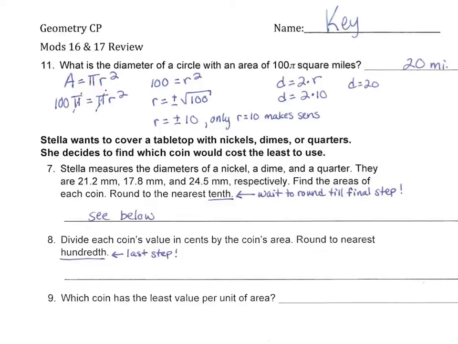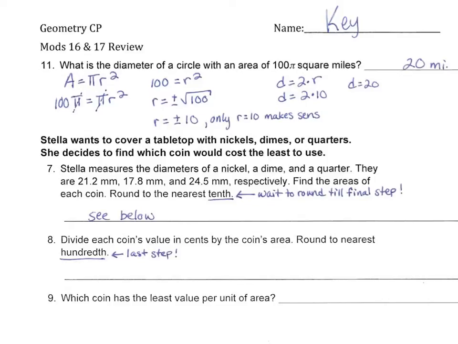My pi's on either side of the equation are going to divide out. I'm going to take the square root of 100, and remember, positive or negative, but really only the positive 10 value makes sense. Now that's my radius. Remember, I need my diameter. So I'm going to just double that to get my diameter. And we get 20 miles.